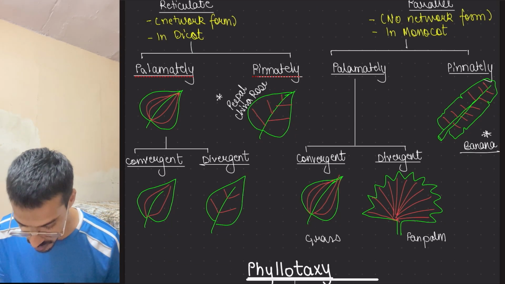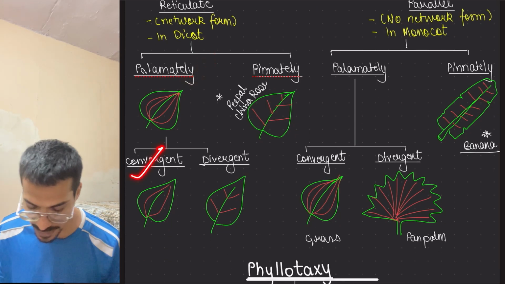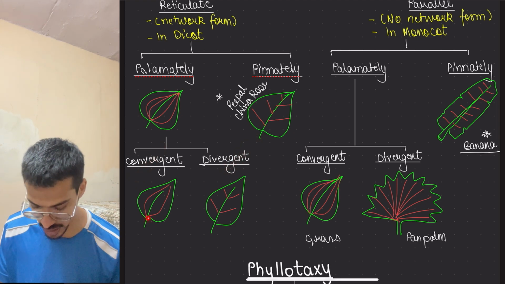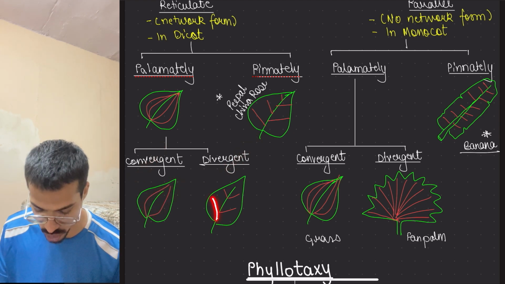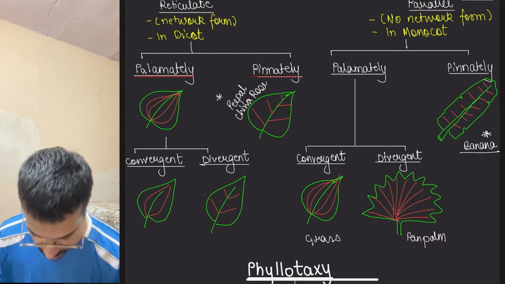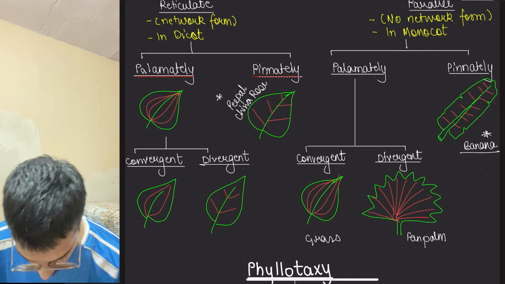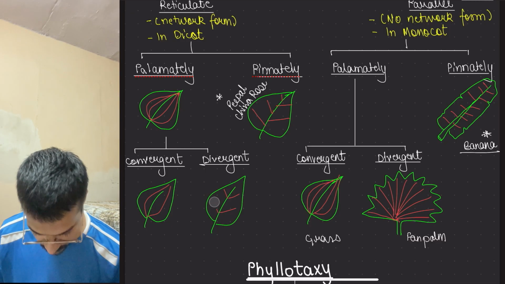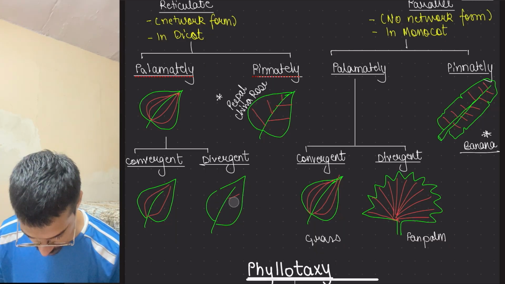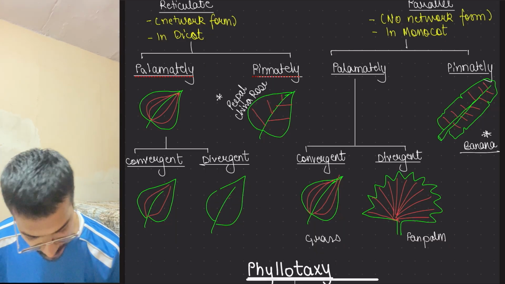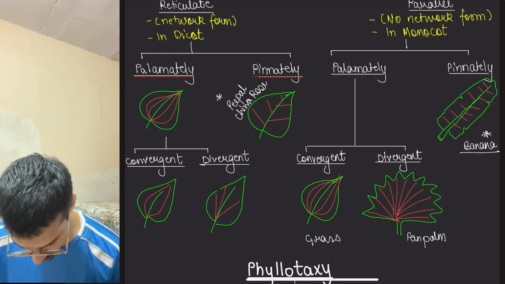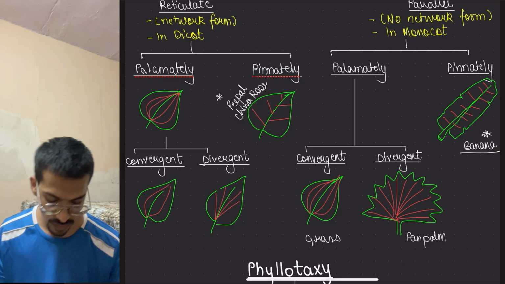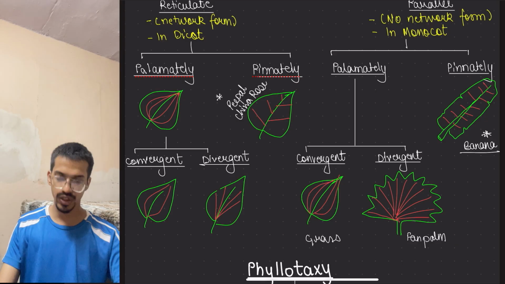Now further, these palmately could be convergent or divergent. Convergent means it's starting from one and going to one center part. Other could be starting from the one and, okay, this I made wrong. Okay, in this the diagram is wrong. This would be like this. Divergent. Okay, so this would be a divergent one.